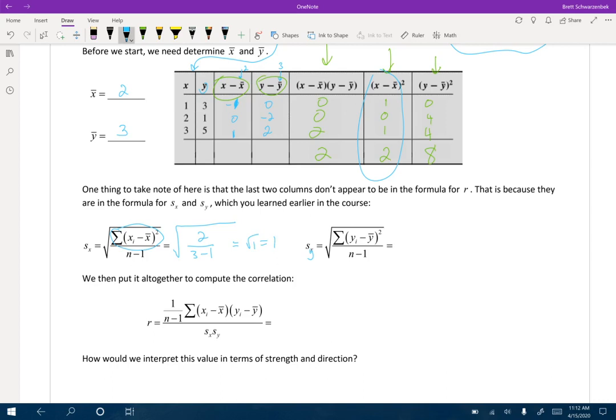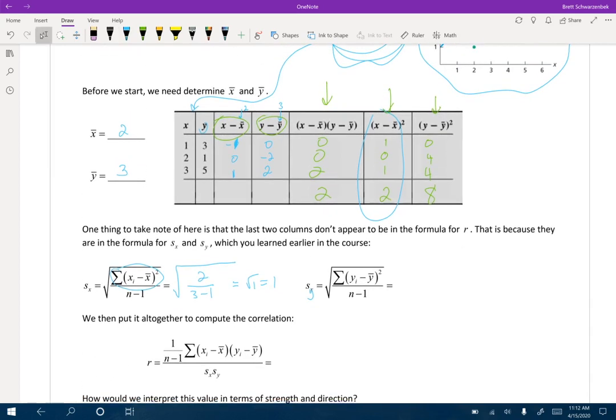What about the standard deviation of y? So we look at this and say, well, we need the square root of the sum of this column, which was 8, over 3 minus 1. That's going to give me the square root of 4, which is 2. So the standard deviation of y is 2.